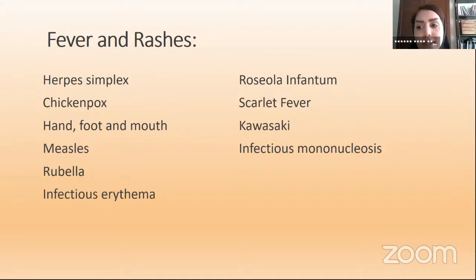Can anyone tell me an important aspect of Roseola infantum rashes and the relation between fever and rashes in this disease?